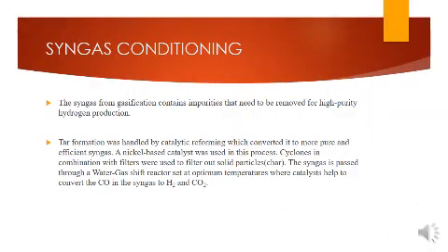Syngas conditioning. The syngas from gasification contains impurities that need to be removed for high purity hydrogen production. Tar formation was handled by catalytic reforming, which converted it into more pure and efficient syngas.